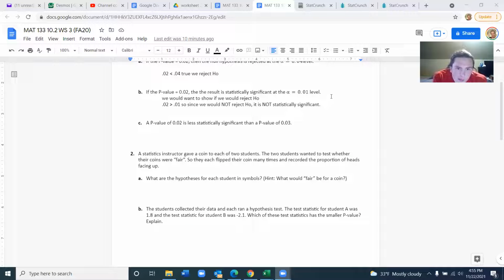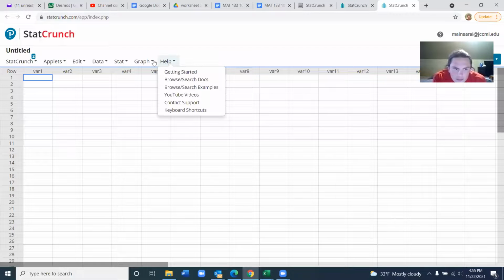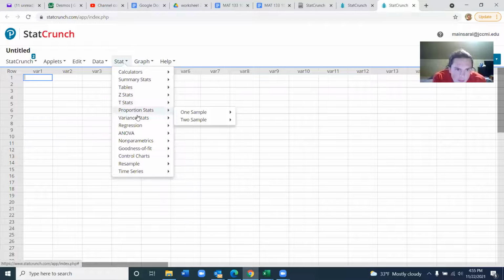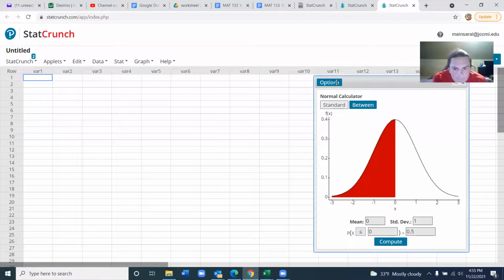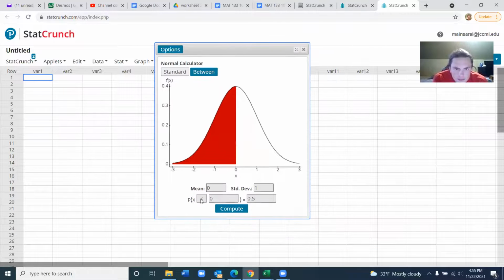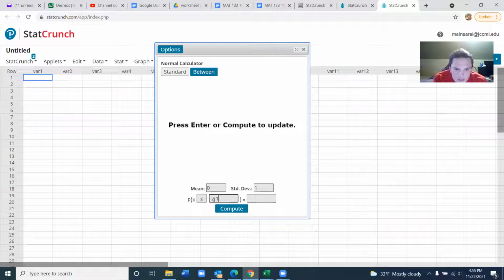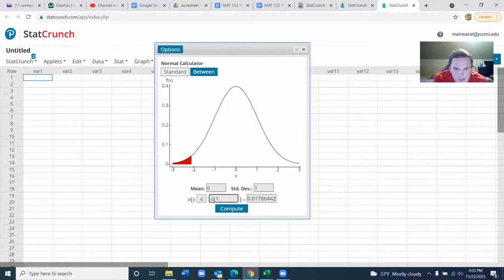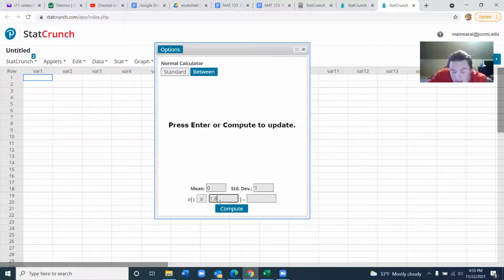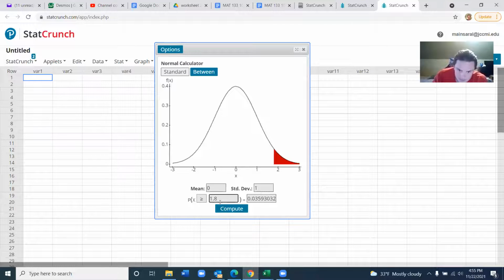Okay, well, if we go to StatCrunch, a student this morning said, why don't we look at the normal curve and find the probability of each of these happening? So if you go to calculators and normal, let's do the one on the left first. We put in the likelihood of being a negative 2.1 z-score, and there's our p-value for that, which is 0.0178. And if we do the greater than 1.8, it's 0.0359. So it's actually the negative 2.1.